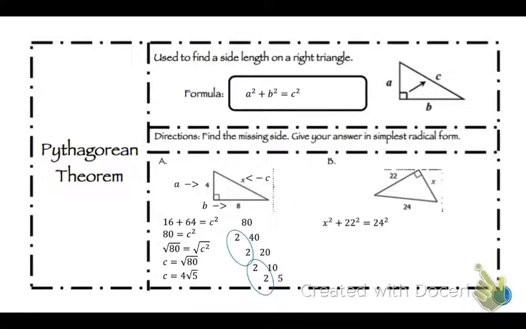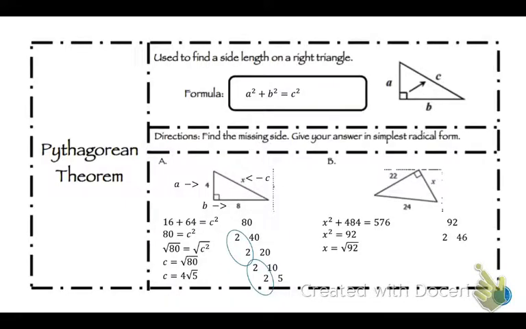Okay. This one is going to be x squared plus 22 squared equals 24 squared. Well, that's 484 and 576. Subtract that over, you get x squared equals 92. So x equals the square root of 92.